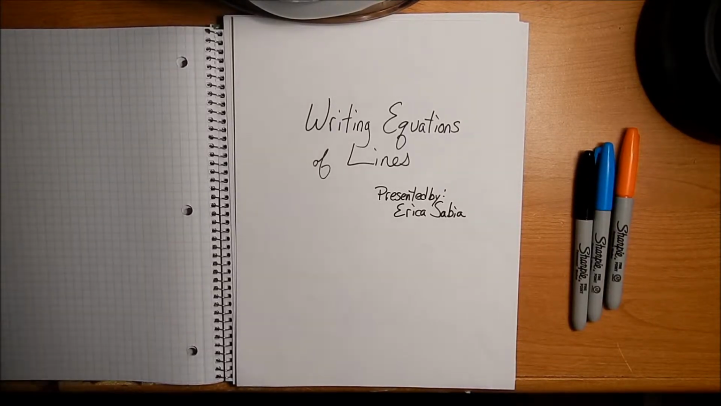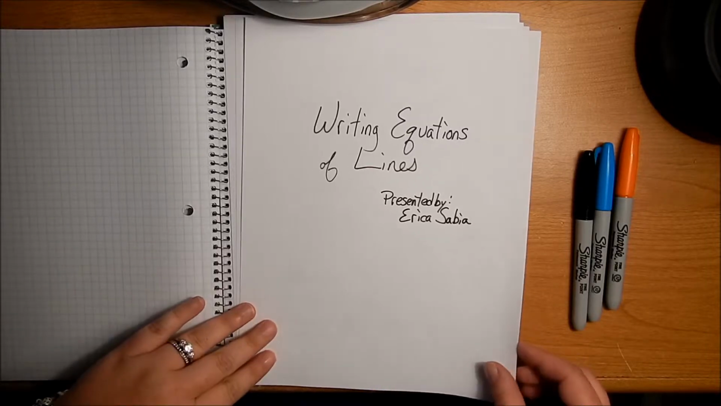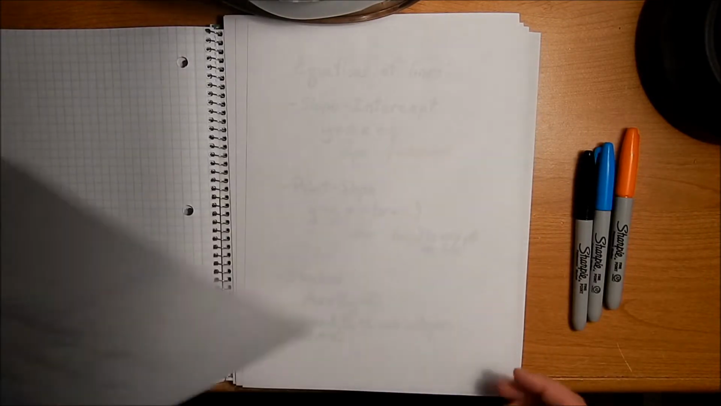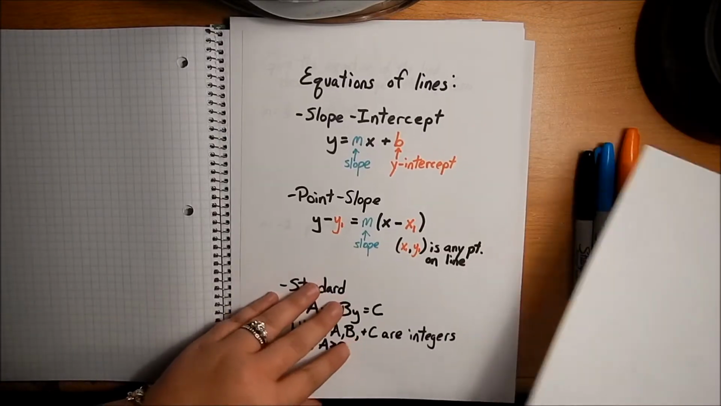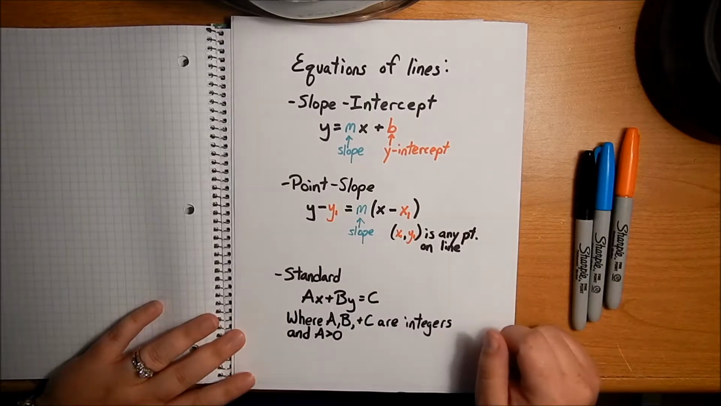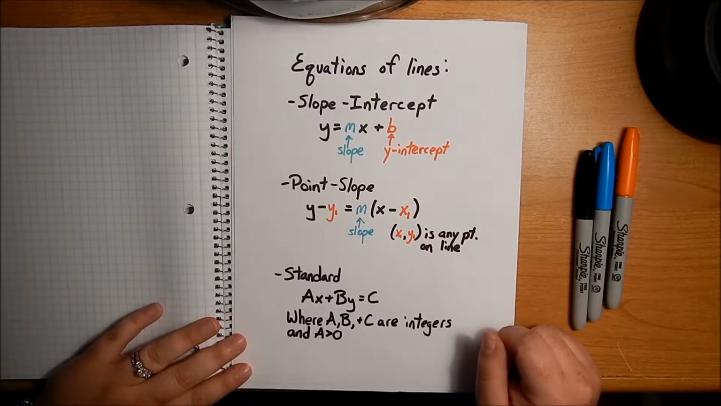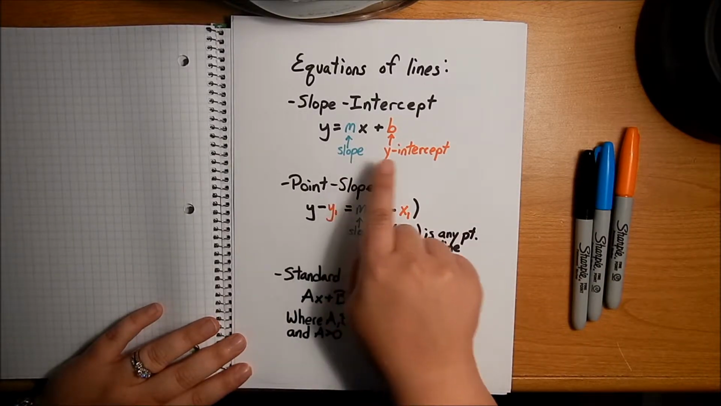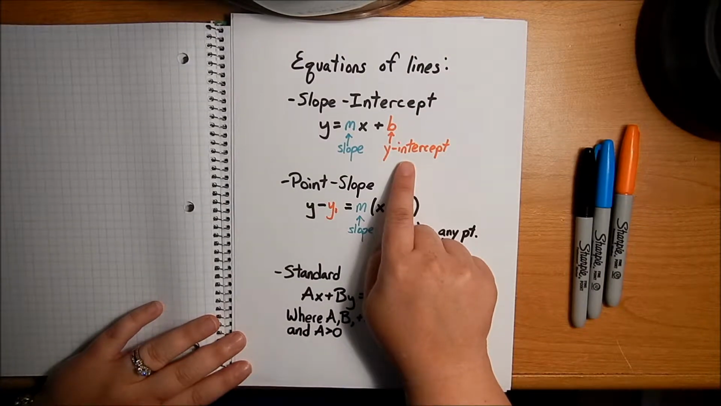Hi everybody. Today we're going to be talking about writing equations of lines. So let's just start off by recapping our different equations of lines. We have the slope-intercept form, which is named appropriately because all you need is the slope and the y-intercept in order to write the equation of a line in slope-intercept form.